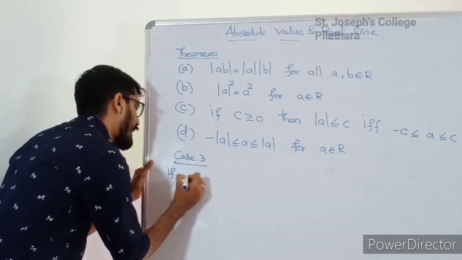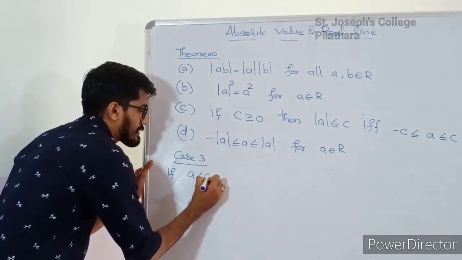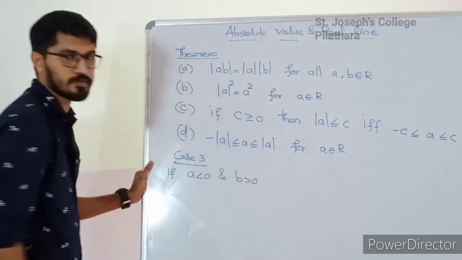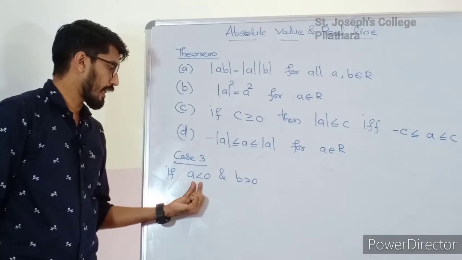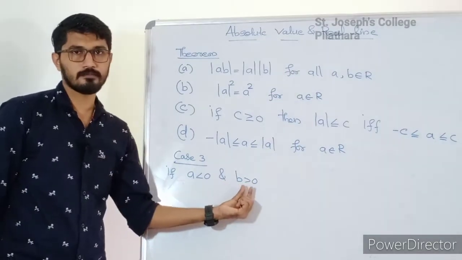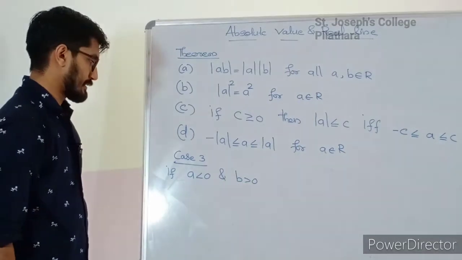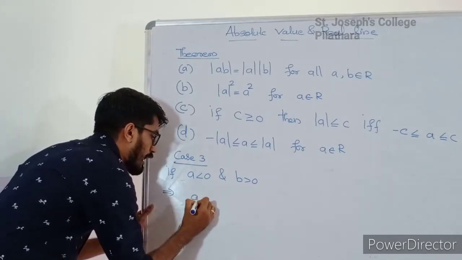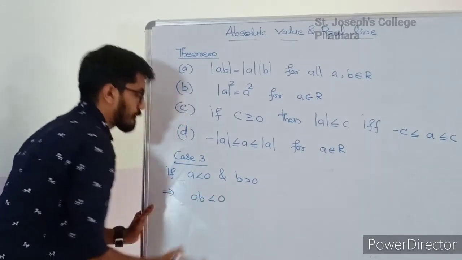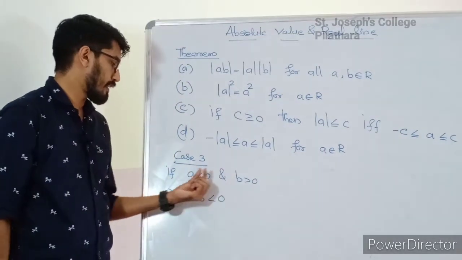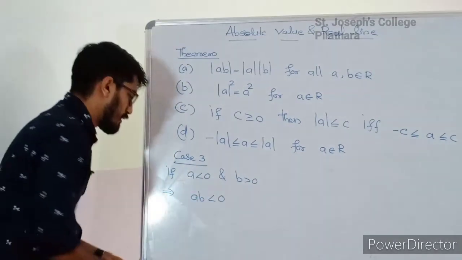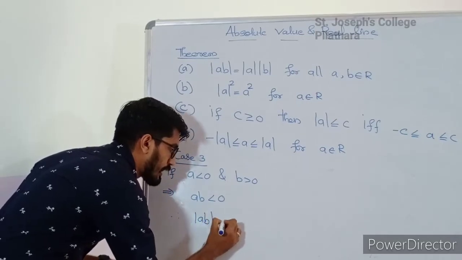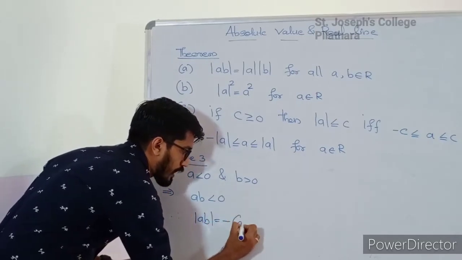If A less than 0 and B greater than 0, this implies AB less than 0. Therefore, modulus of AB is equal to negative of AB.